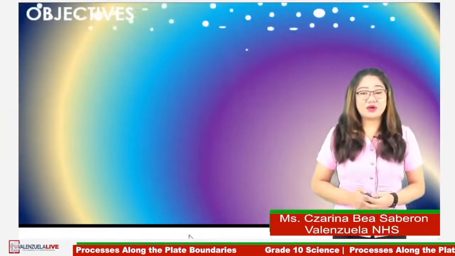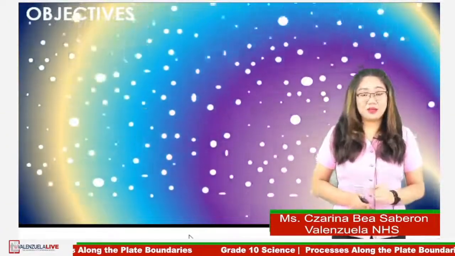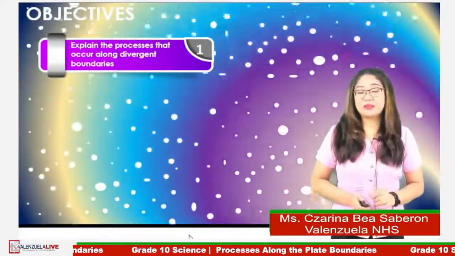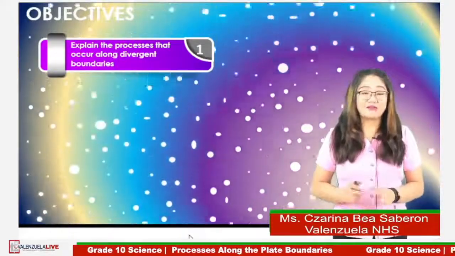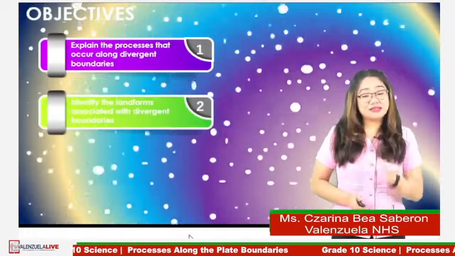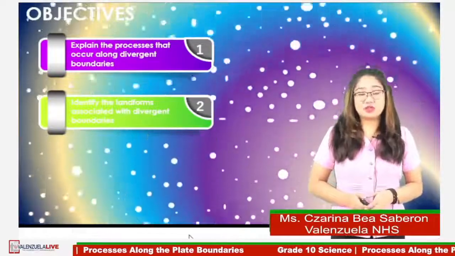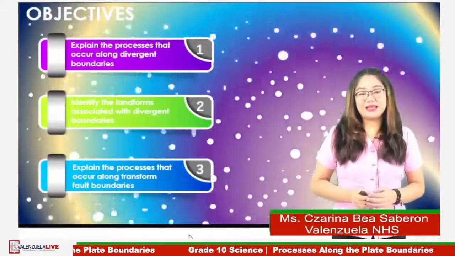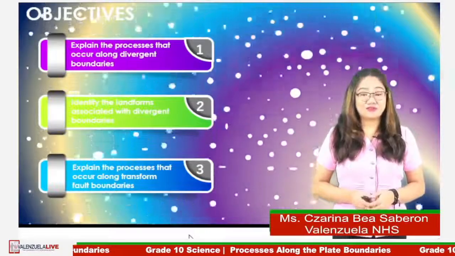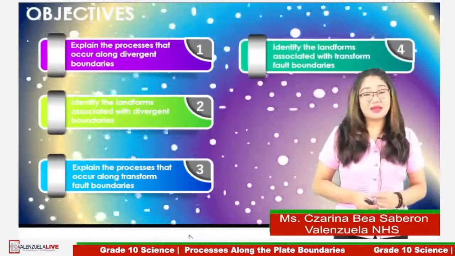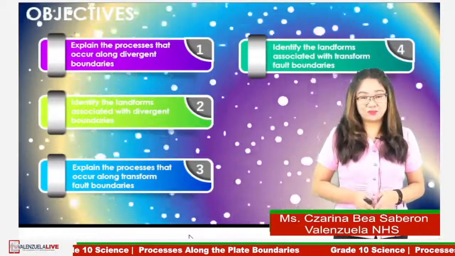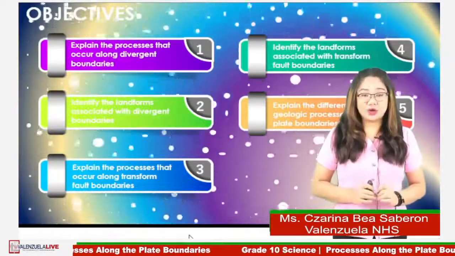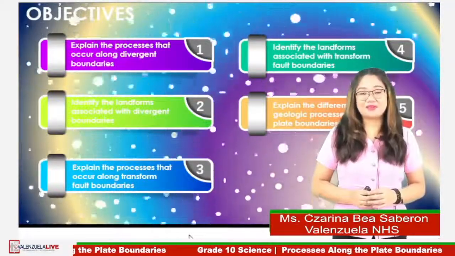And once again, of course, here are the objectives that we will be covering for this day. The first one is you should be able to explain the processes happening along the divergent boundaries, and of course to identify the landforms associated with the divergent boundaries. Next, you should be able to explain the processes that occur along transform fault boundaries, and as well identify the landforms associated with the transform fault boundaries. And lastly, you should be able to explain the geological processes that occur along the plate boundaries.